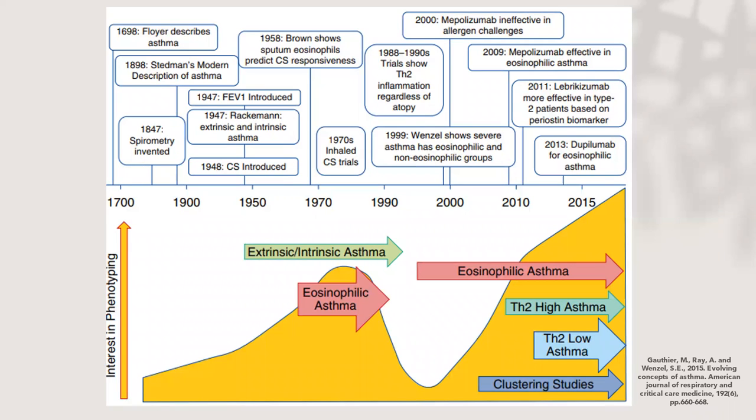After that, there's a great timeline here on this picture where in 1698 was the first formal description of asthma as wheezing, and they identified associations of asthma with specific regions and triggers. In the late 19th century, they had a more formalized definition of asthma. Then in 1947, they introduced the criteria of FEV1 as a diagnostic criterion for asthma. And the first two endotypes ever introduced into practice were by Rackman in 1947 as well, where they described extrinsic and intrinsic asthma.